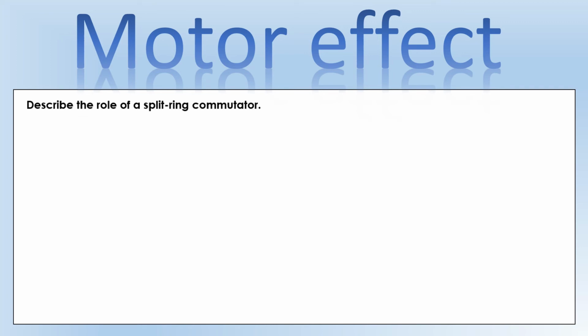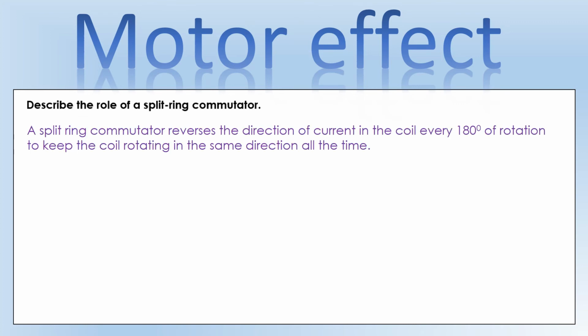But before I do that, I'm first going to show you what would happen if we didn't have one, so you can see what's going on. The role of a commutator is to reverse the current in the coil every 180 degrees it rotates. The reason we need to do that is we want to keep the coil rotating in the same direction. So if it's rotating clockwise, we want it to rotate clockwise all the time, or the other way around, if you like. So that's why the commutator is there.